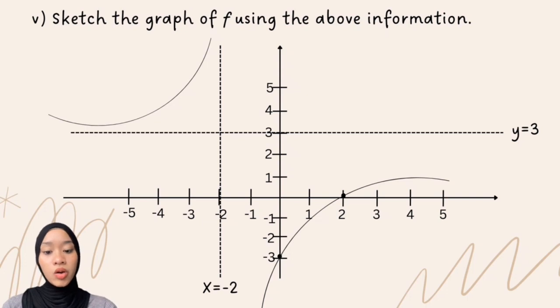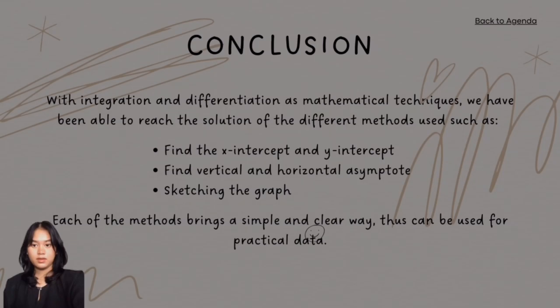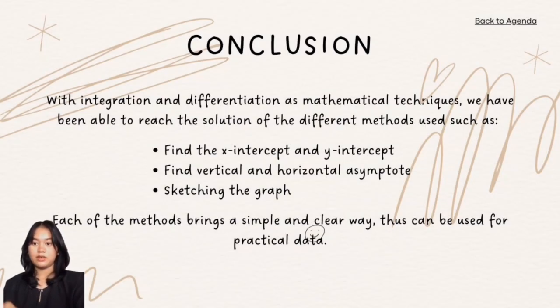Based on the graph, we notice that there are two intercepts, which are the y-intercept at negative 3 and the x-intercept at 2. Overall, from this topic, we can conclude that with integration and differentiation as mathematical techniques, we have been able to reach the solution with the different methods used, such as finding the x-intercept and y-intercept, finding vertical and horizontal asymptotes, and also sketching the graph. Each of the methods brings a simple and clear way, thus can be used for practical data.